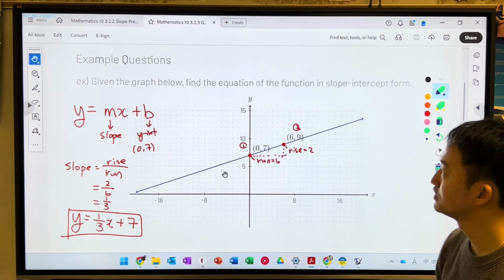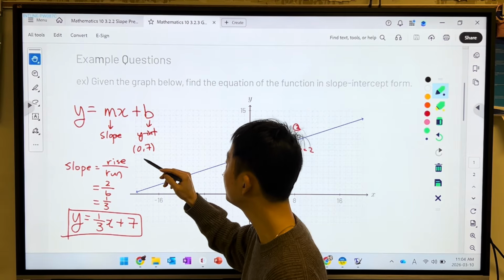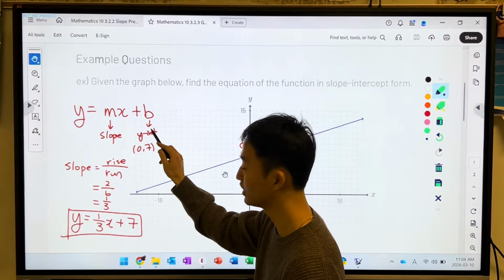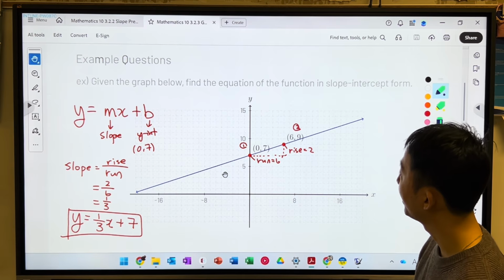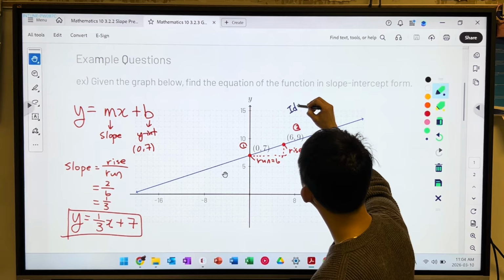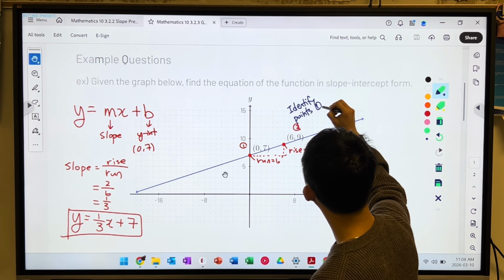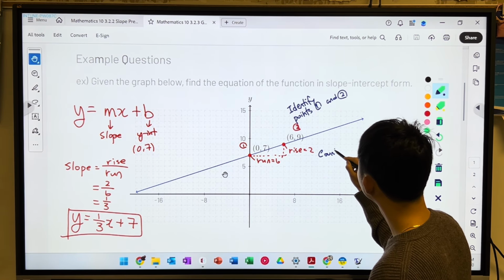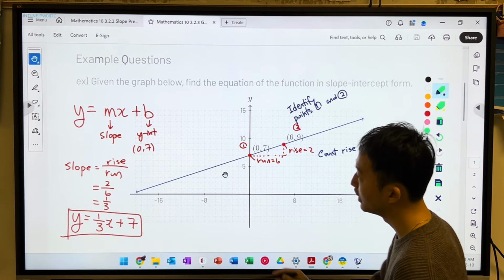Let's annotate the process. Well, first, as I've written down here, m, the coefficient of x, is the slope, and b, the constant, is the y-intercept. Well, specifically, it's the y-coordinate of the y-intercept. And then I use the rise over run, the slope formula. So identify the points, 1 and 2. And then I count rise and run. And I use the formula.